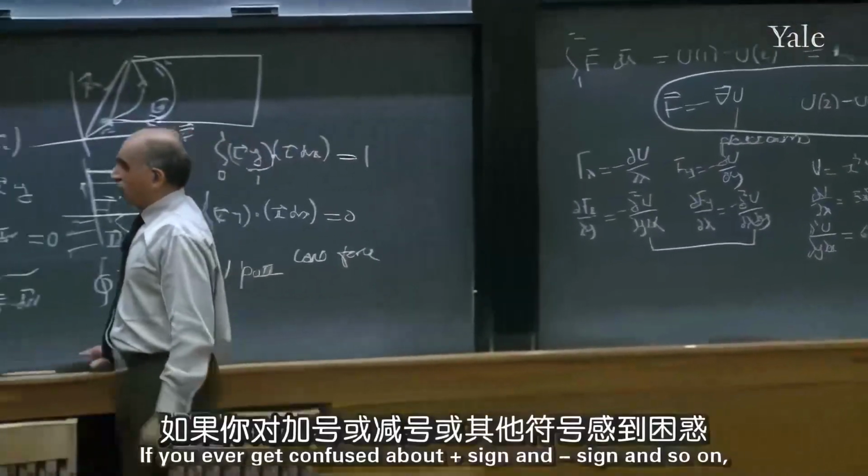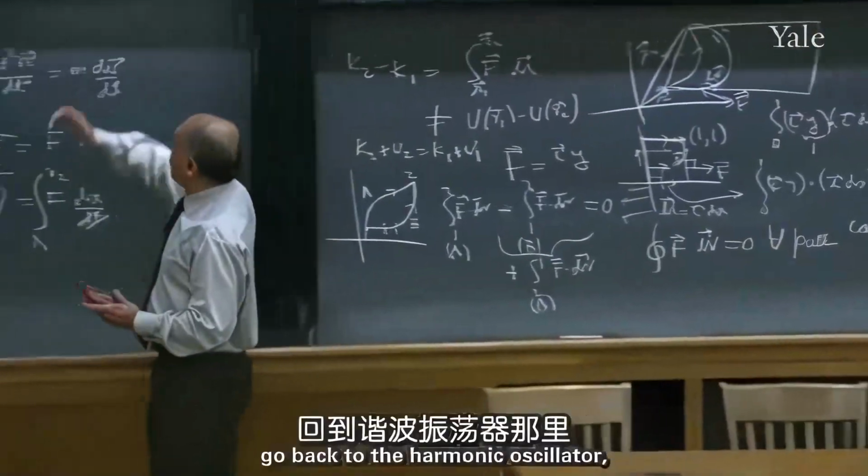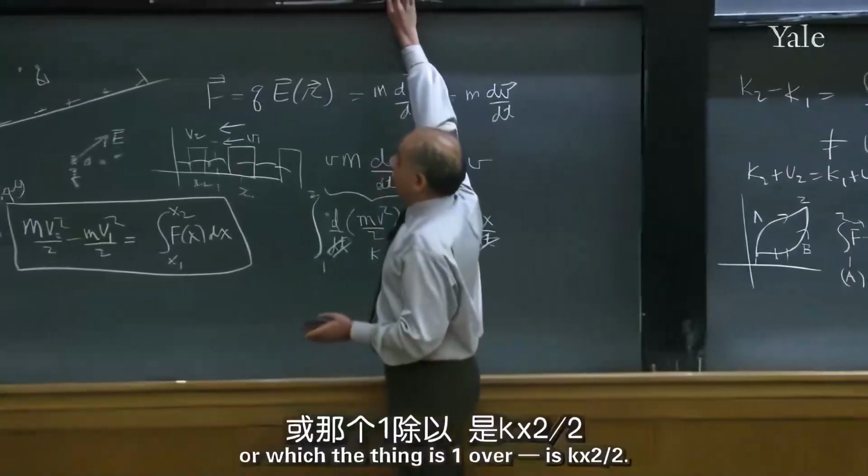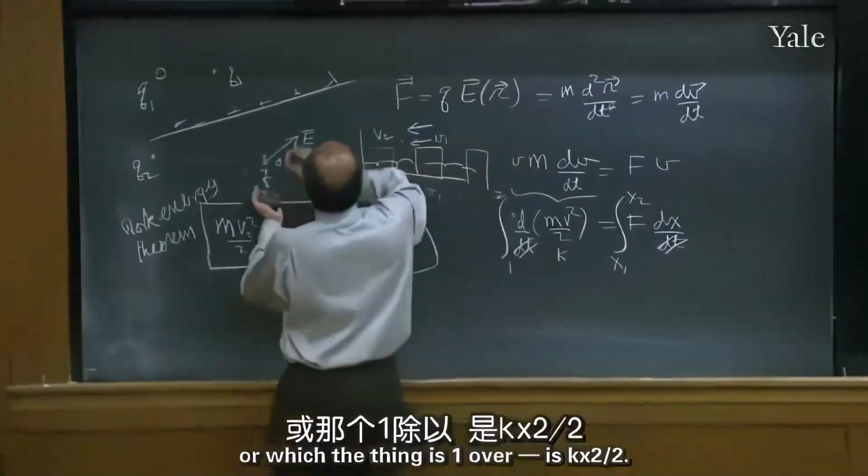If you ever get confused about plus sign and minus sign and so on, go back to the harmonic oscillator, for which the potential is kx squared over 2.